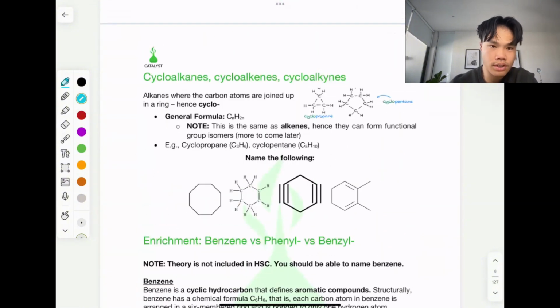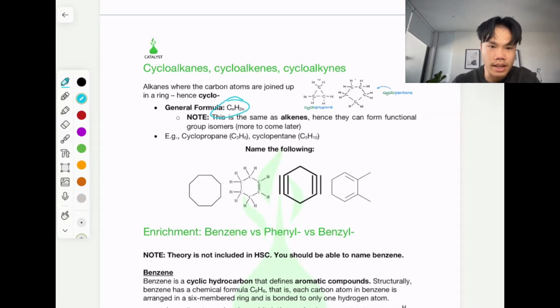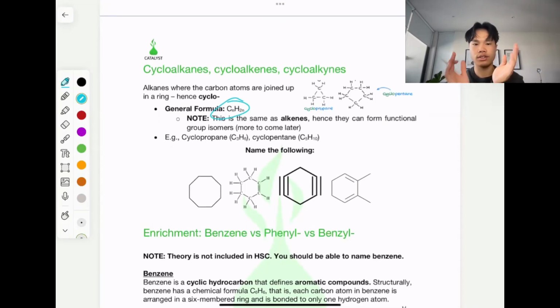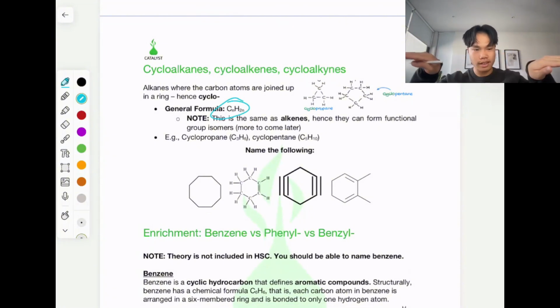Cyclic structures: cycloalkane, cycloalkene, cycloalkynes. For a cycloalkane, it has the general formula of CnH2n, and you can derive the cycloalkene and cycloalkyne formulas from that. But they're essentially the same as an alkane, just that the chain is not joined together on either side. The ends are joined together in a ring.